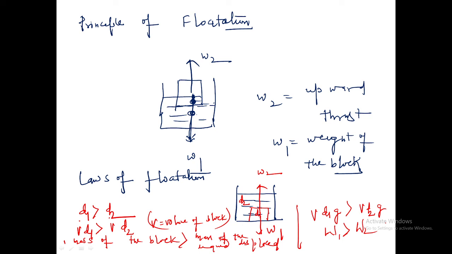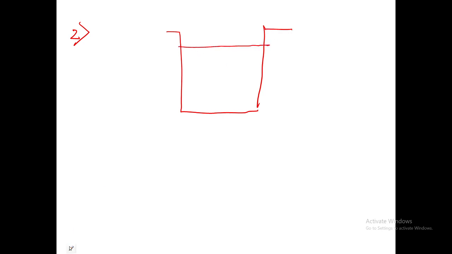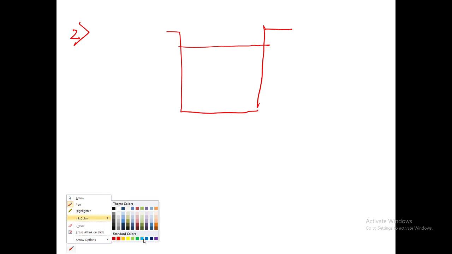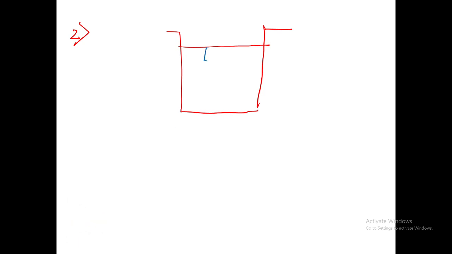Second thing is, this is the first case I explained. I am trying to explain through a second example. This is your beaker in which liquid is filled, and there is an object in this situation, and the density of the object is d1 and the density of the liquid is d2. So w1 is acting vertically downward and w2 is acting vertically upward.